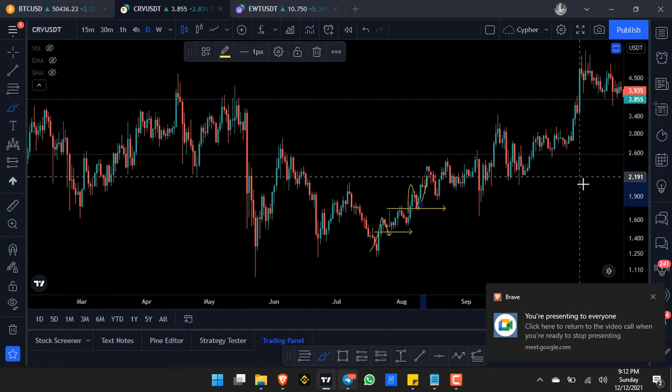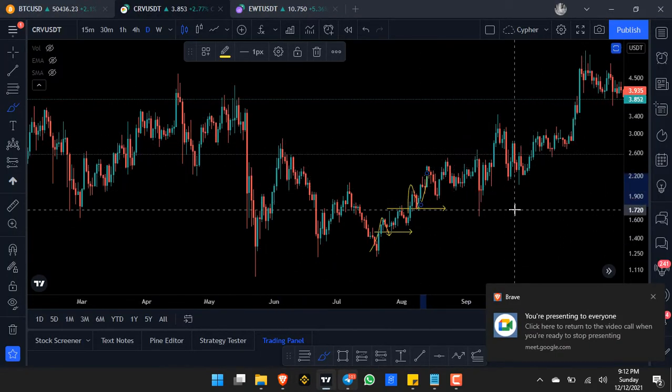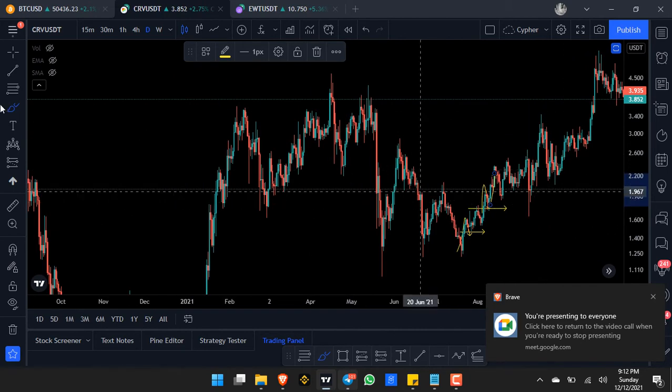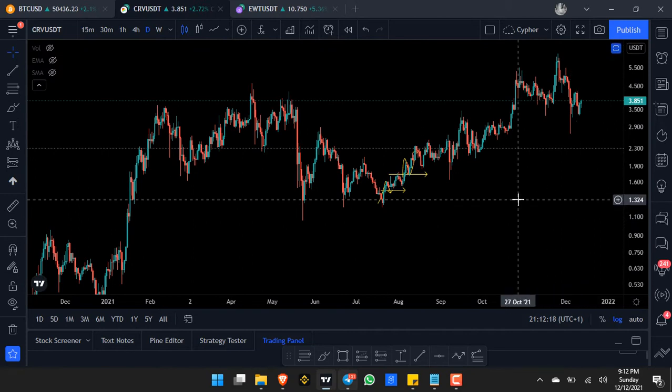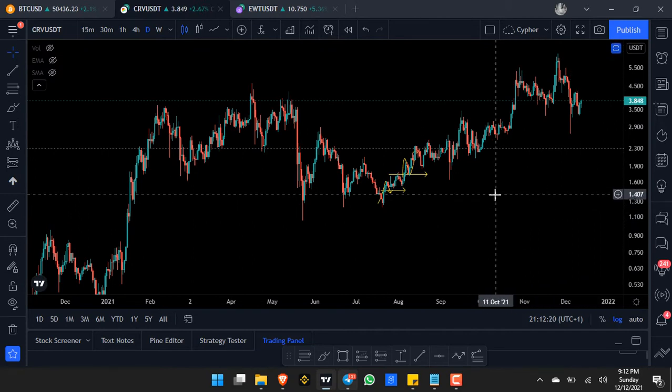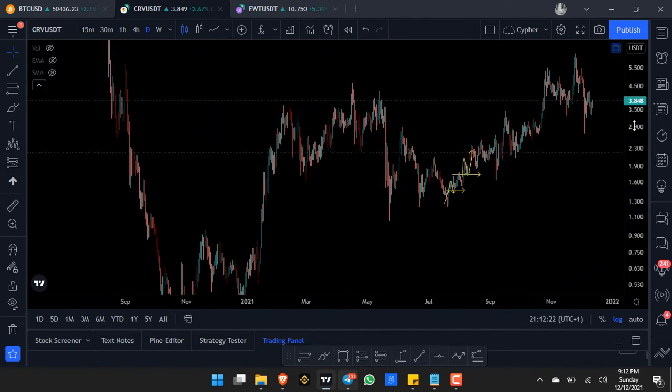Now for those of you for whom everything that I'm doing here might be looking like gibberish, don't worry about it. I'm going to show you an easy way for you to identify support and resistance levels.